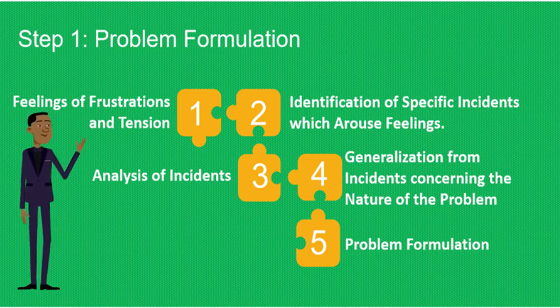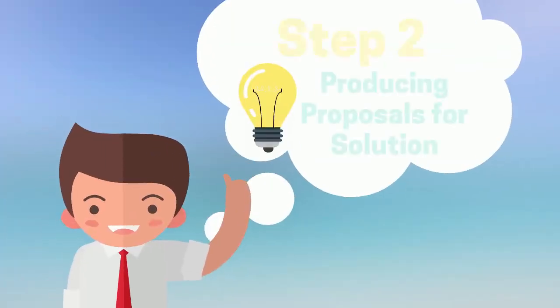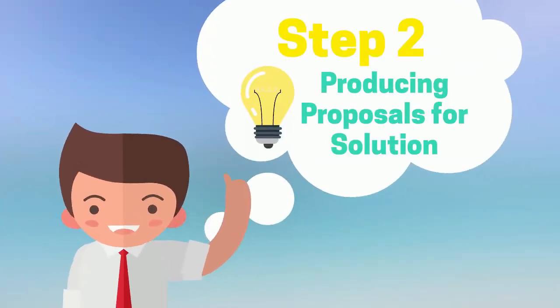The essential process is to have enough concrete incidents to be able to generalize a sense of the problem from them, and then to seek the patterns that tie them together. This process can be done in the following steps. 1. Feelings of frustrations and tensions. 2. Identification of specific incidents which arouse feelings. 3. Analysis of incidents. 4. Generalization from incidents concerning the nature of the problem. And 5. Problem formulation.